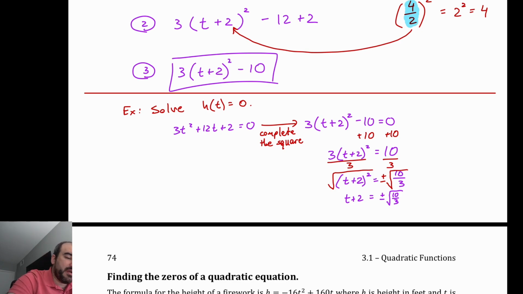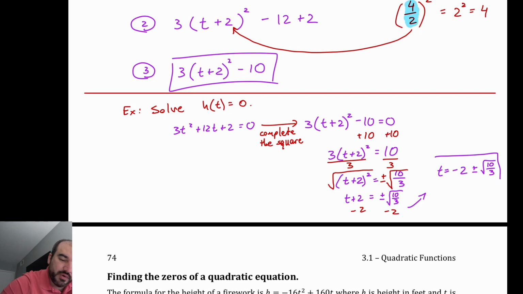And then the last thing we need to do is subtract 2 from both sides. And I'm going to write this as t equals negative 2, because I'm going to have the plus or minus in between two things. You don't necessarily have to put this in order, but it's nice to have plus or minus as an operation rather than like a leading coefficient.